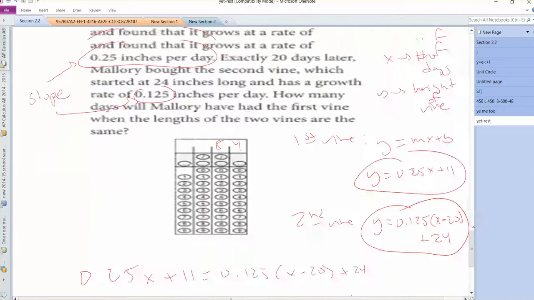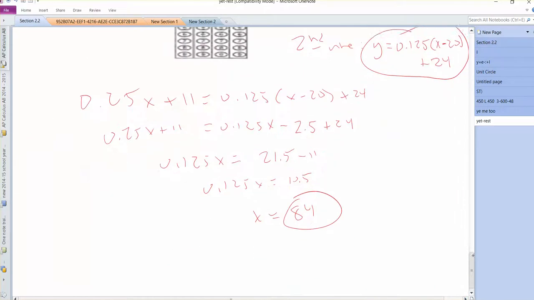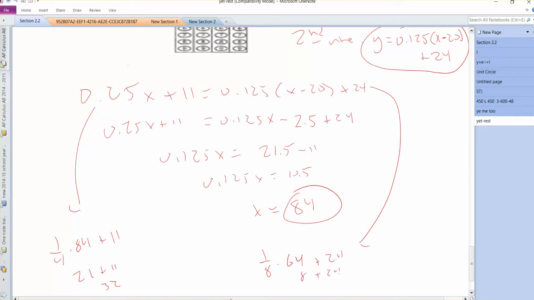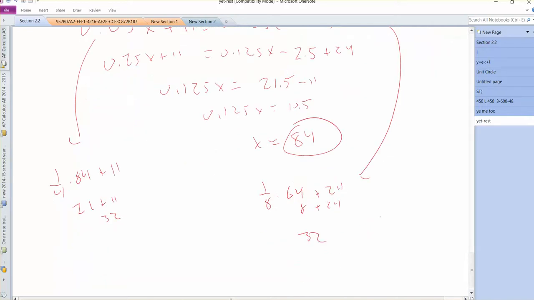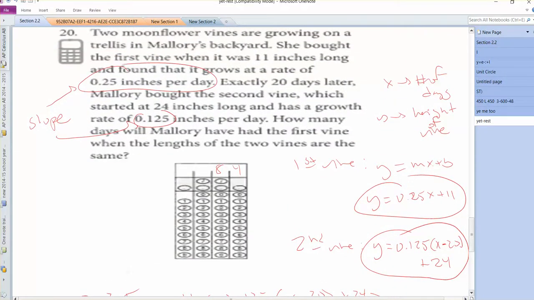That's when she'd have the first vine, because she had the second vine for 64 days. And you can always work it out to see if it makes sense. You have 1/4 times 84 plus 11, that'd be 21, which is 32. Over here, she should have it for 64 days, so it'll be 1/8 times 64 plus 24. 8 plus 24 is 32. So basically, both have 32 inches at the same time. So 84 days is how long you've owned the first vine.